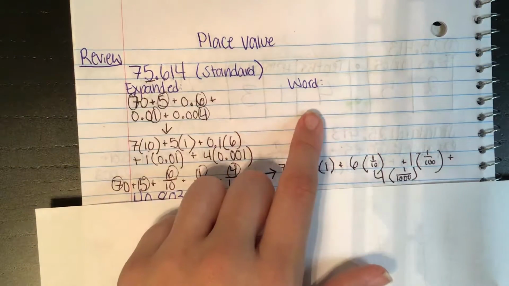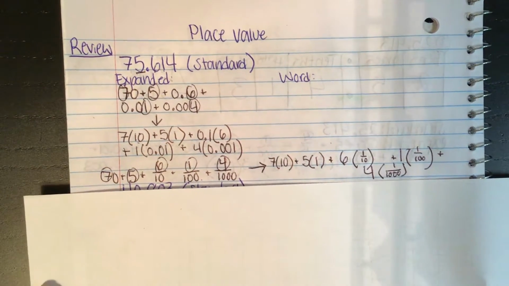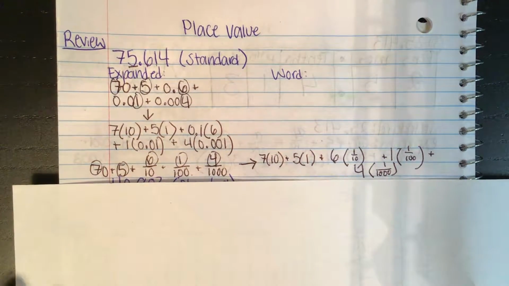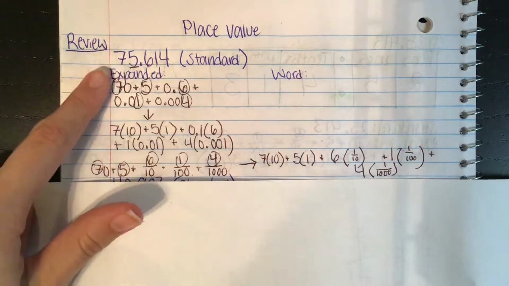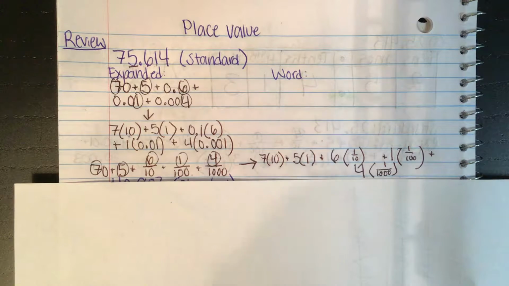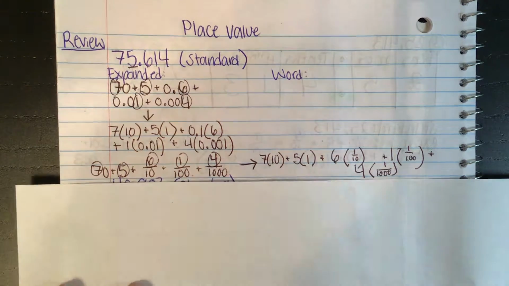We're going to write the word form of this problem now. Go ahead and pause the video, whisper to the person next to you when you get to this part. What do you think the answer is for the word form of this number? How would we write that? Tell the person next to you, pause the video, and then you can unpause to see the answer.